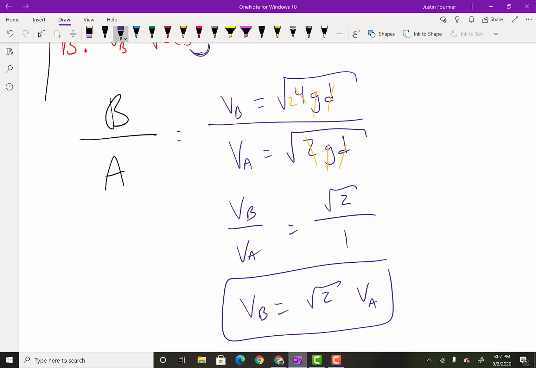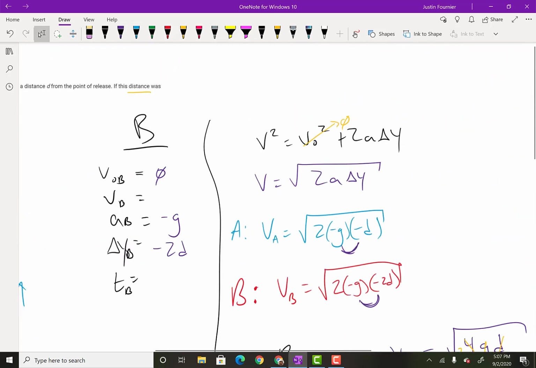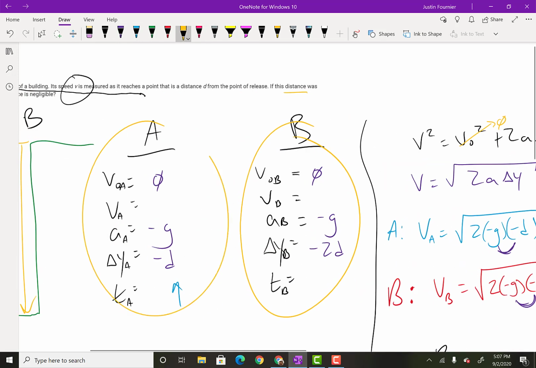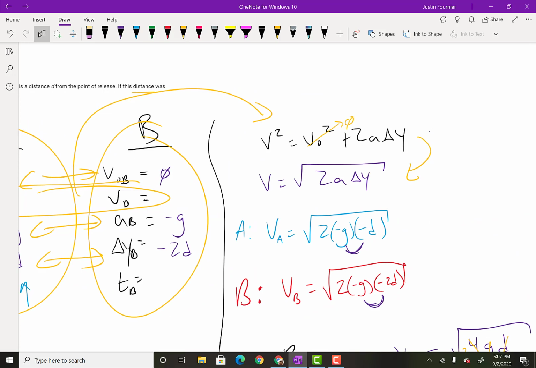Yay! Another way you could look at this. Remember that general formula, right? We started here. Once I knew these things, I tried to find out how they're related, and then I can compare them. The formula that best fits that is v squared equals v naught squared plus 2a times delta y. And both of them have a v naught of 0.